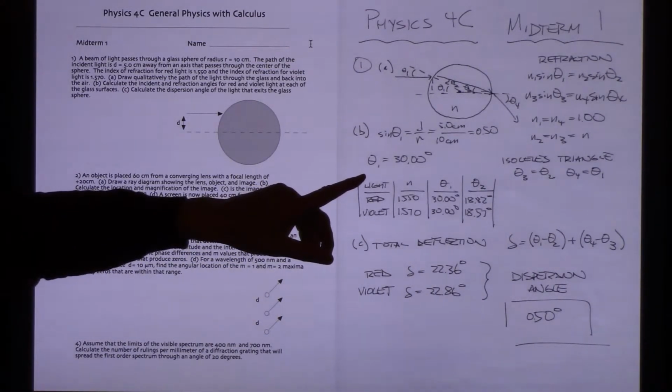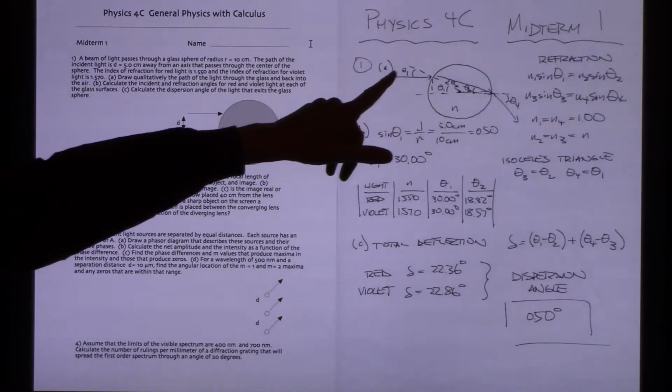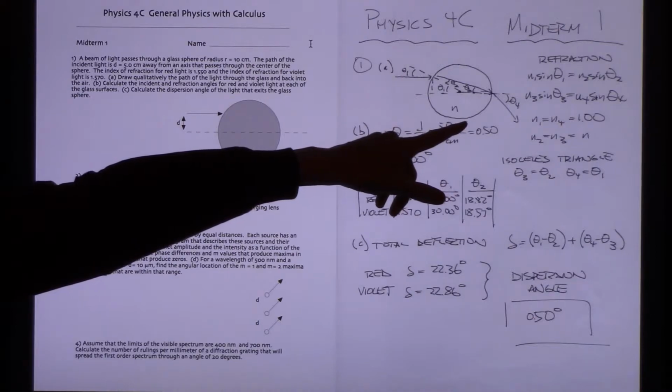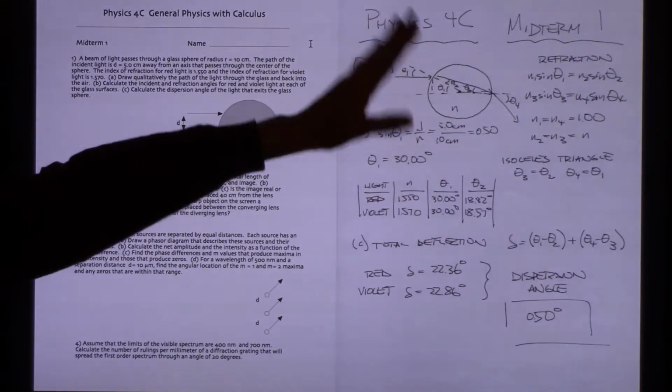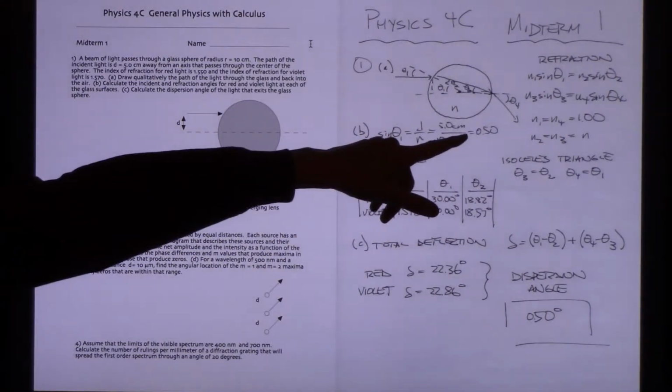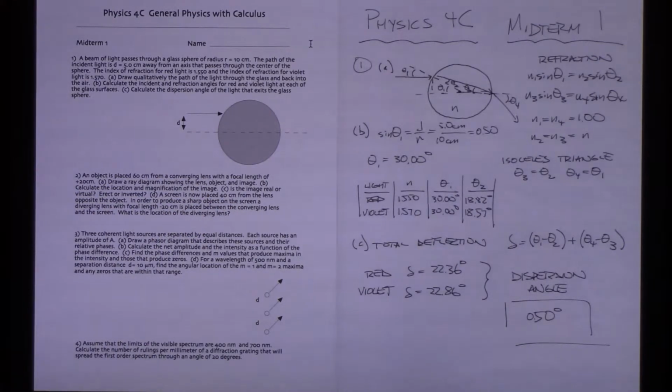And N1 and N4 are just air. So I'm going to replace that with just a 1. I'm just going to drop those factors. And then N2 and N3 are the index of refraction of the glass sphere. And so for those, I'll just put in N. So I'm trying to simplify the notation here.